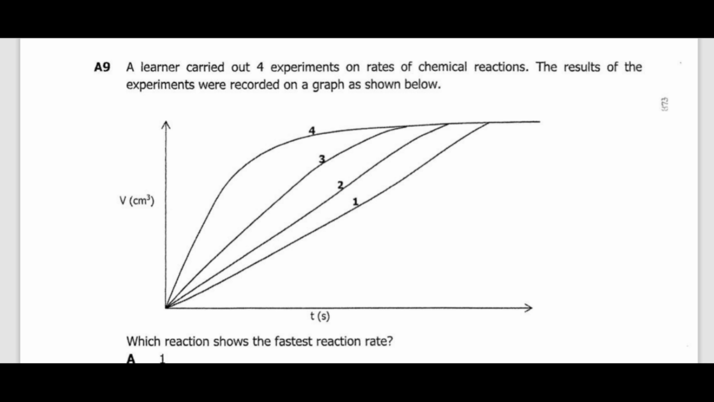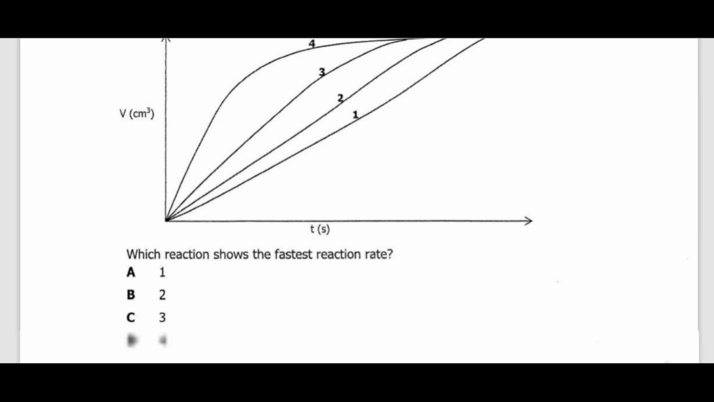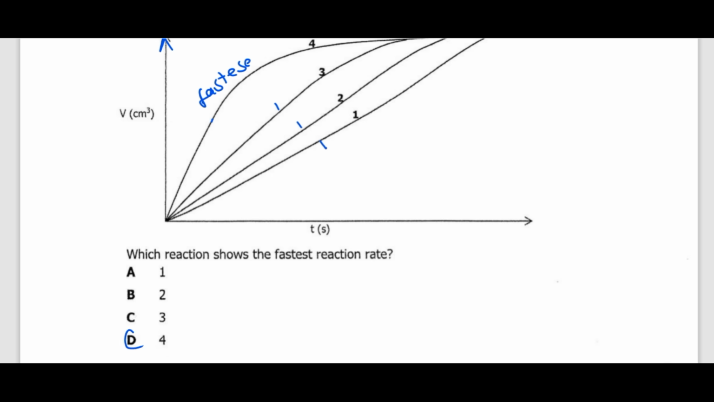A learner carried out 4 experiments on rates of chemical reaction. The results of the experiments were recorded on a graph as shown below. So we have reactions 1, 2, 3, 4. Now let's look at the question: which reaction shows the fastest reaction? The fastest one is this one, followed by 3, this one, then this one. How do you know that this is the fastest? The one closest to the y-axis is the fastest. So the answer here is just D.